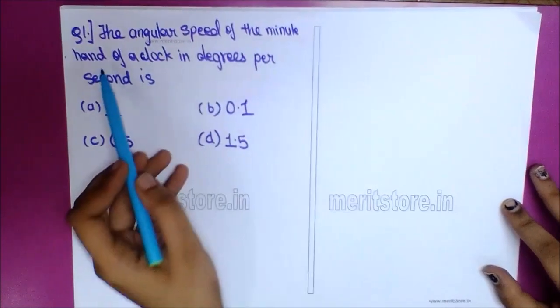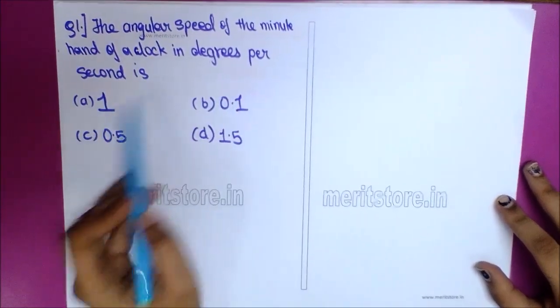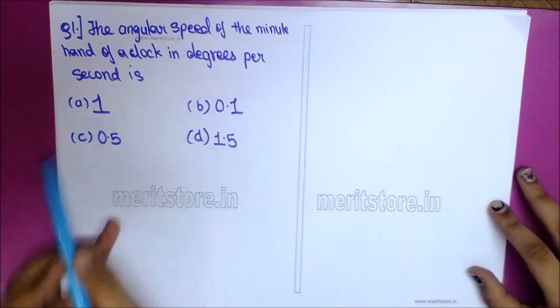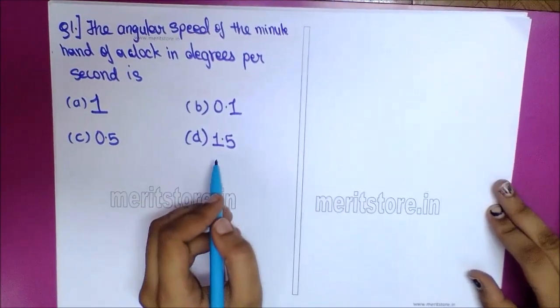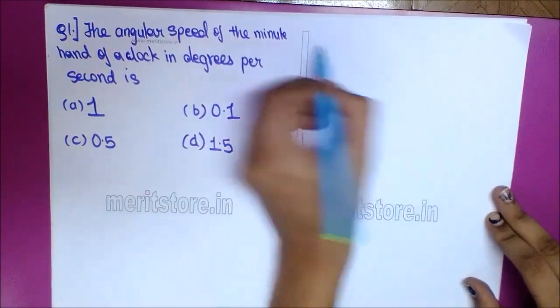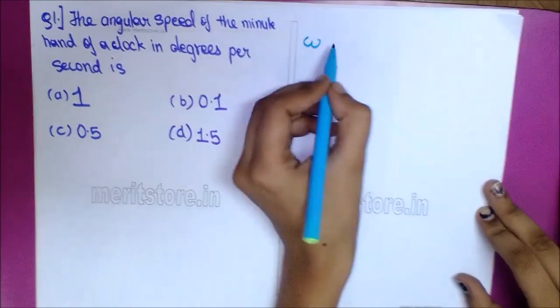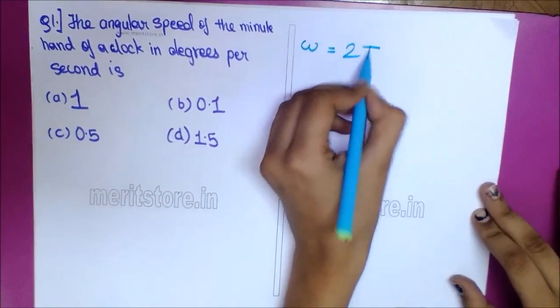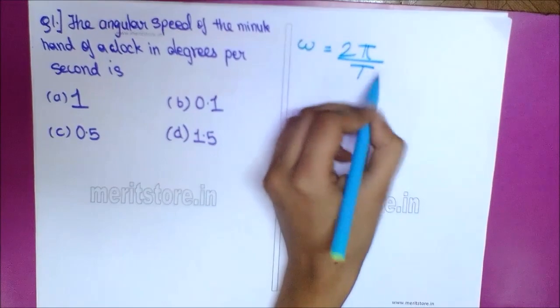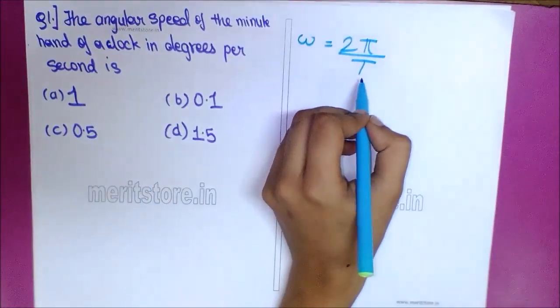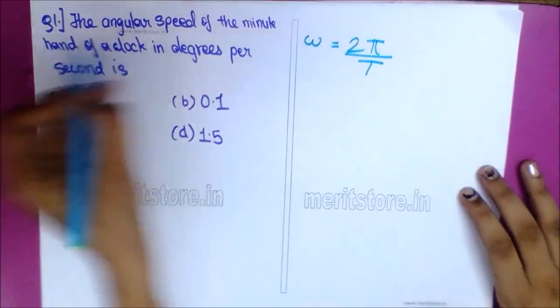The angular speed of the minute hand of a clock in degrees per second is: A) 1, B) 0.1, C) 0.5, D) 1.5. Over here we have to find the angular speed omega. The formula is given by 2 pi by t. Now this t varies for the seconds clock, minute clock and hours clock. Over here we have the minute clock.